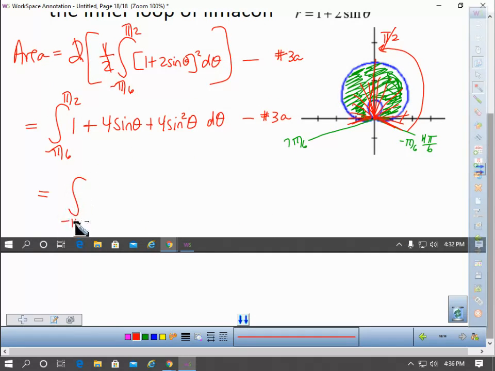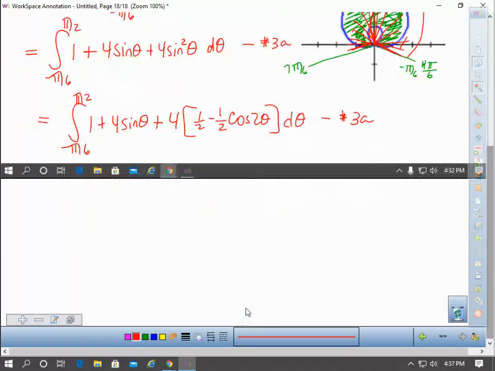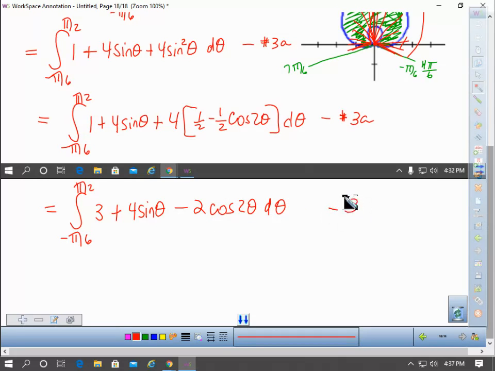All right, so I'm going from negative pi over 6 to pi over 2. I've got 1 plus 4 sine, and in place of that sine squared I need to put 1/2 minus 1/2 cosine 2 theta. That's the substitution that we do, minus 3a. So this is going to give us negative pi over 6 to pi over 2. Half of 4 is 2, so that makes 3 plus 4 sine, and then minus 2 cosine 2 theta, which is nice, that 2 is needed to do the antiderivative, minus my answer to 3a.